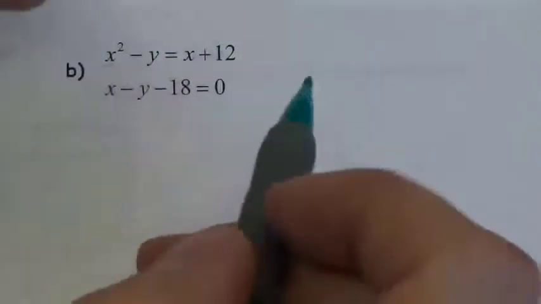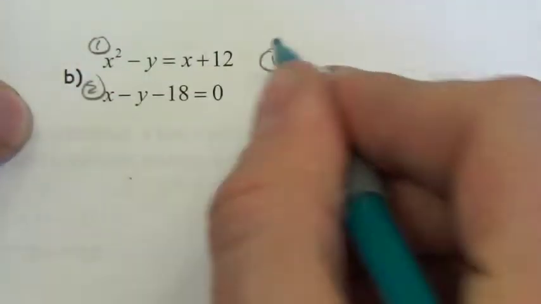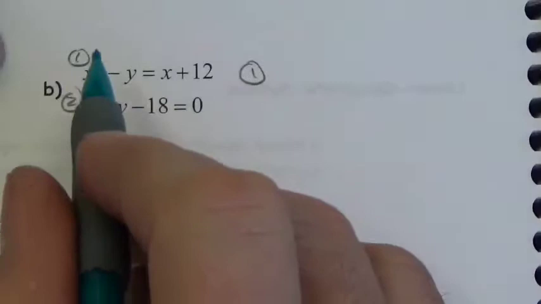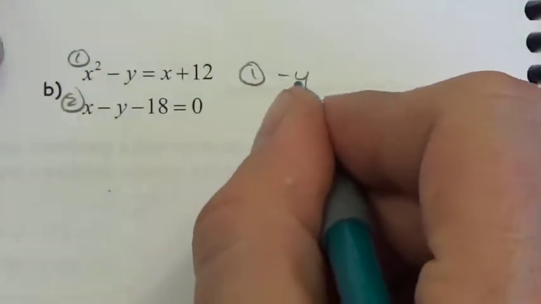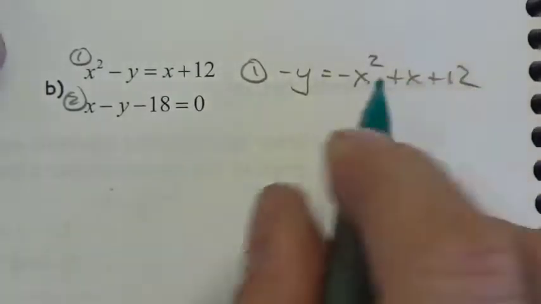In neither case, neither the quadratic nor the linear here, are the equations in a position that I can enter them into the calculator really nicely. So I've got to move some stuff around. So maybe here, this is equation 1, this is equation 2. Let's take a look at equation 1. Maybe what I'll do first is move that x squared over. Negative x squared plus x plus 12.